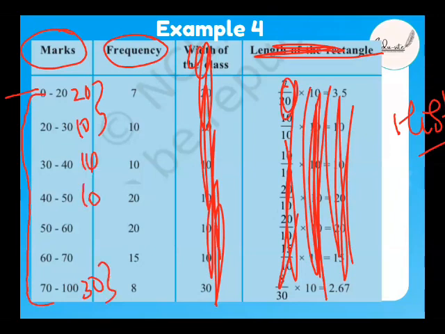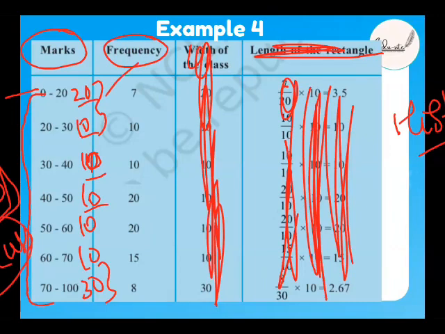Which class interval has the minimum size in all of these? 10, 10, 10. 10 है या 20 है या 30 है बेटा? Which class interval has a minimum size? 10 या 20 या 30? 10. You have to select 10. Okay, this is the class interval with the minimum size. Just select this. This will be used for all of the table.